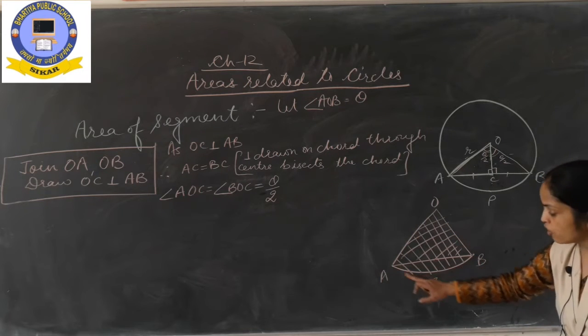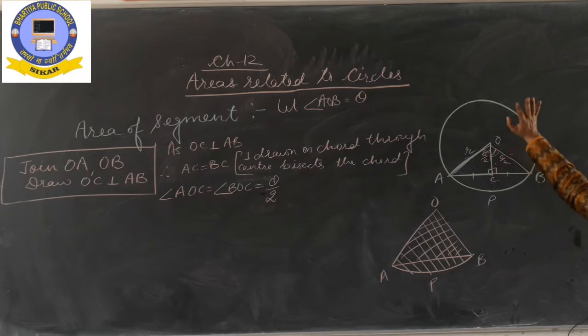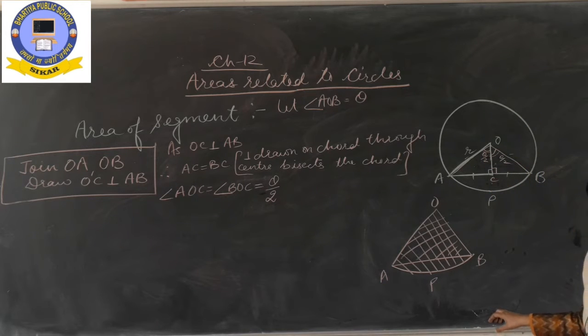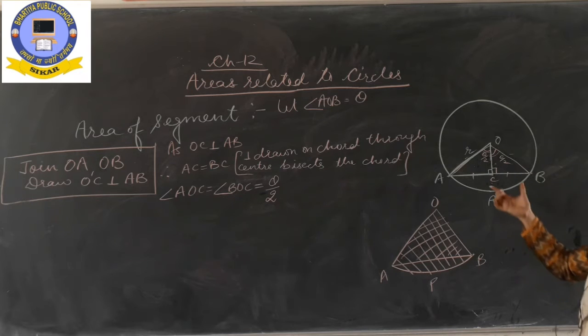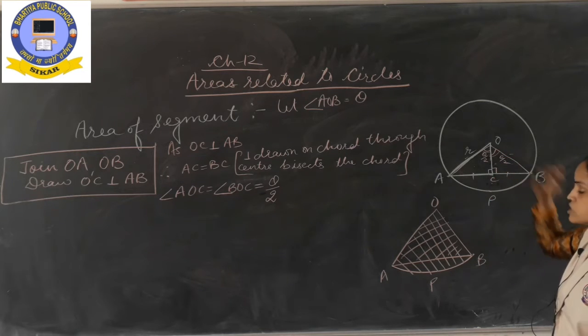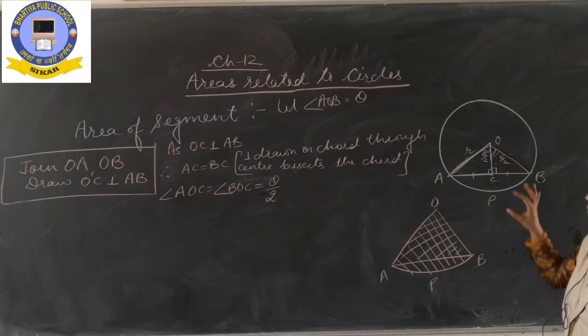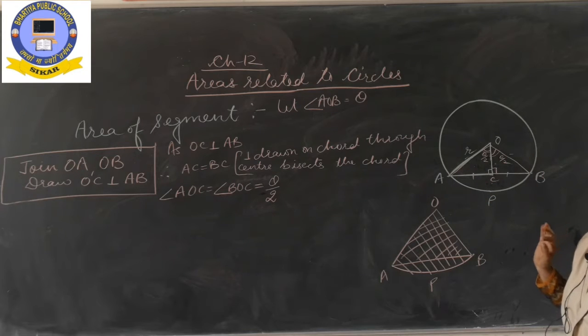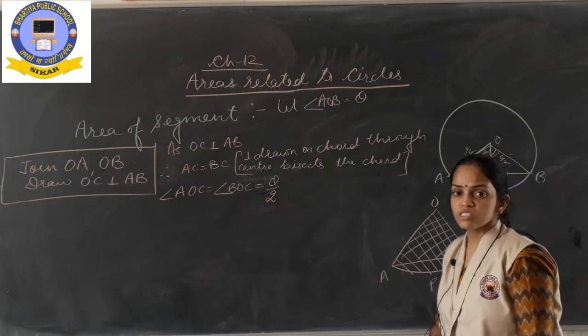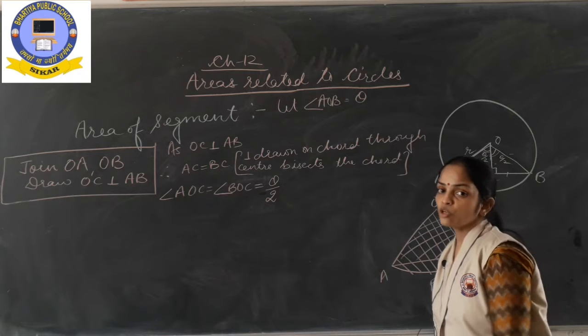So out of the area of sector, if we will deduct the area of this triangle, then we will be getting the area of segment. Okay. So now for finding the area of triangle AOB, AB and OC must be known to us. These two sides must be known to us. But here nothing is given, neither AB nor OC is given. So we will find out AB and OC with the help of trigonometry.